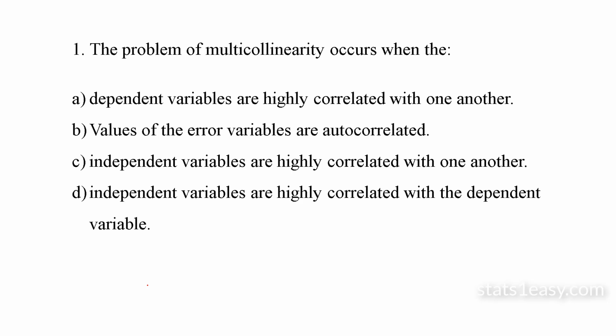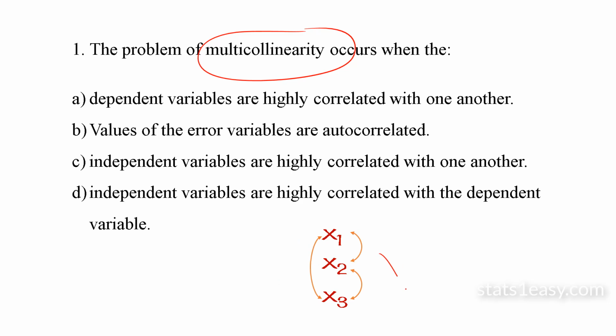In this question, we want to know about multicollinearity. When does this problem occur? The problem of multicollinearity occurs when independent variables are highly correlated with one another. So what we want is for the x's to relate to the y's. We don't want the x's to have a relationship with one another. And when they do, if this relationship is strong, we have the problem called multicollinearity.